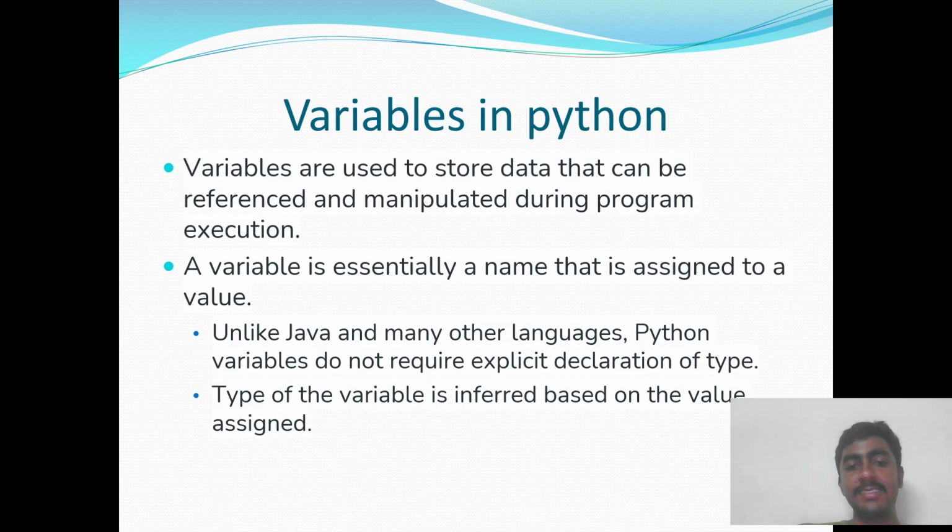Let's store a student's name. Name equal to Bharat. Here, the variable is name and the value given is Bharat. Now, we can use name everywhere in the program. For example, print name. The output will be Bharat.